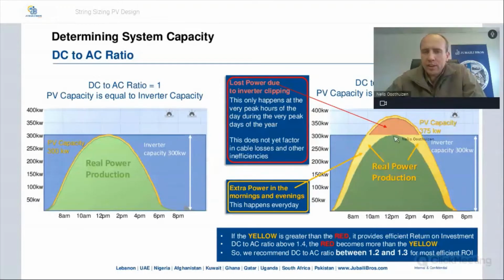But if you look at your midday or your peak capacity, your peak performance might be higher than your inverter capacity. So this red section is the lost power due to inverter clipping. But we also need to understand that this only happens at very peak hours of the day during very peak days of the year. And this does not yet factor in cable losses or any other inefficiencies in the system. So this is all looking at, almost want to say, lab conditions or data sheet conditions. Your graph would look like this, but it's not typical in the real world. Then, as I've mentioned, there is extra power in the mornings and evenings in this yellow section. That is what's happening every day if your DC to AC ratio is more than 1.